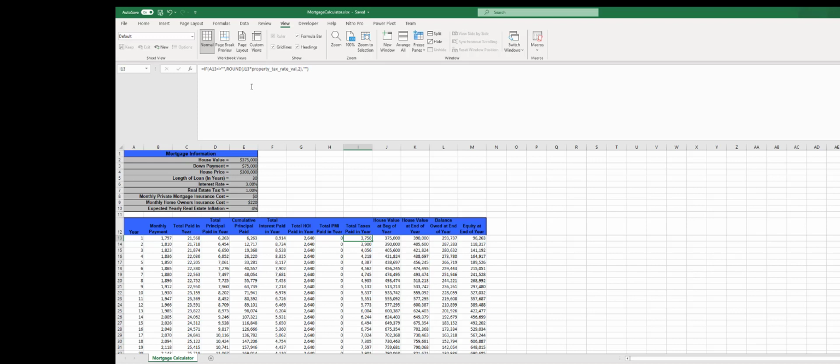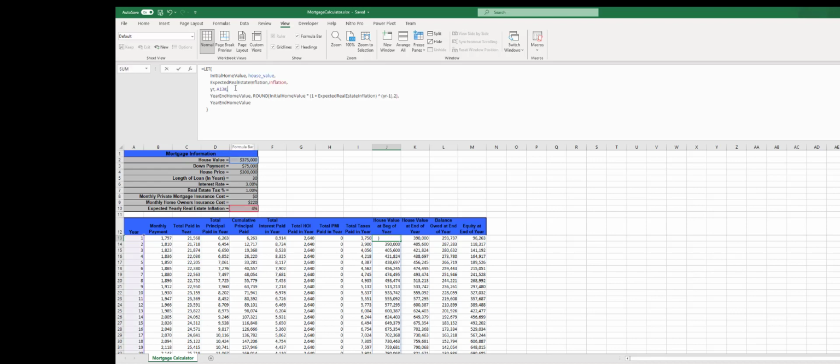And that is followed by the total taxes paid in a year. Pretty straightforward. We're taking what the property value is at the beginning of the year and multiplying that by our tax rate to get what the taxes owed would be for that given year.